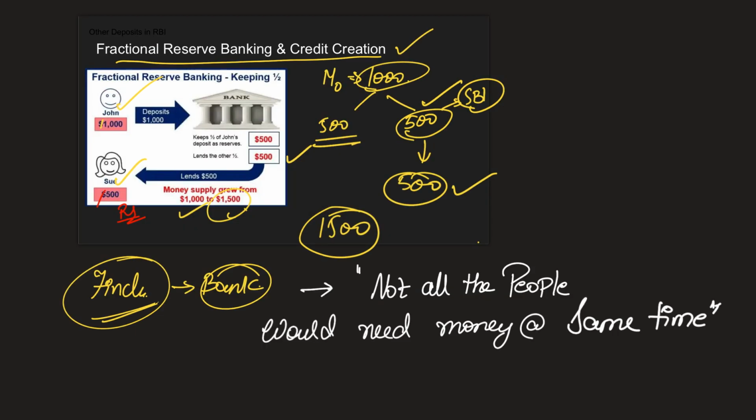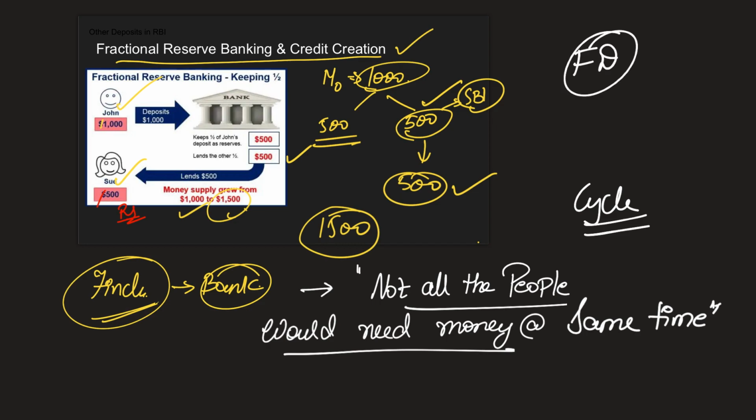A simple point that everyone should understand is every economy is like a cycle. Not all the people would need money at the same time. Now, it is very unlikely that every person would be willing to withdraw his fixed deposit at the same time. It would make a bank a failure, but it is very rare that such scenarios happen. Now, it might be possible because of extraordinary circumstances that a majority of the people would say that I want my deposits back. What should the bank do in such a case? Or what should the economy do in such a case?